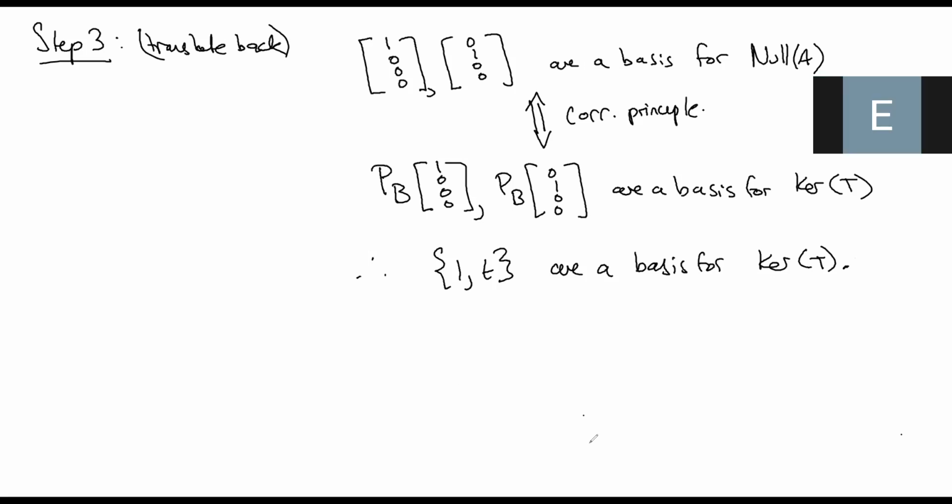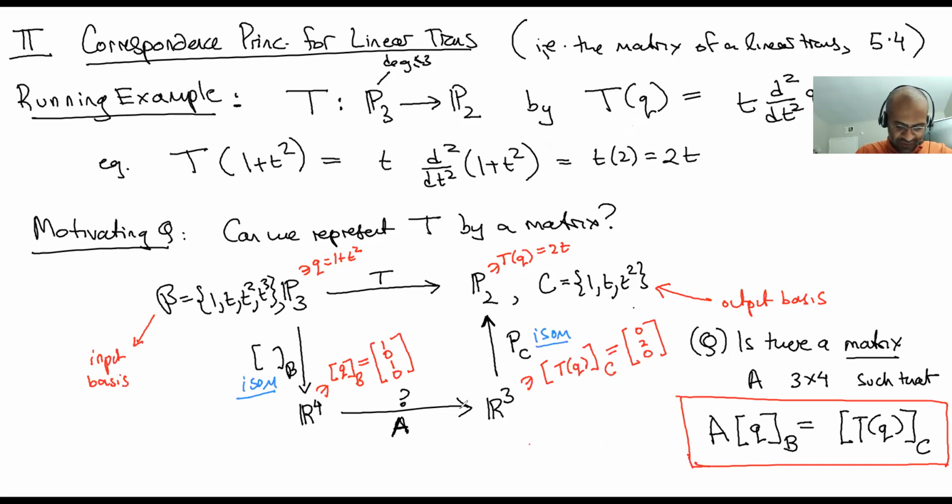So when we translate back, we're translating back to P3, right? Yeah, that's right, because the kernel lives in P3. So when in doubt, when doing these problems, I always encourage people to draw this diagram, because then you don't get confused about which vectors are living in which spaces.